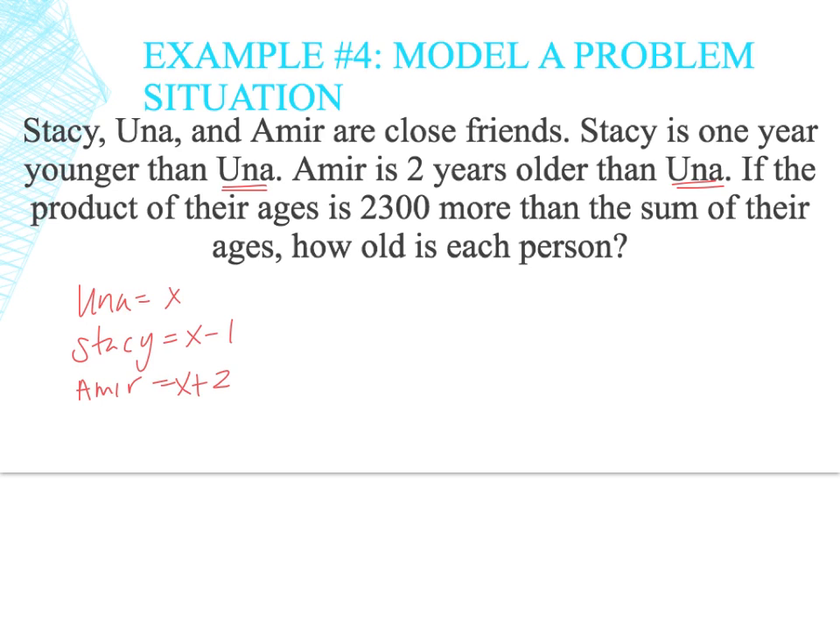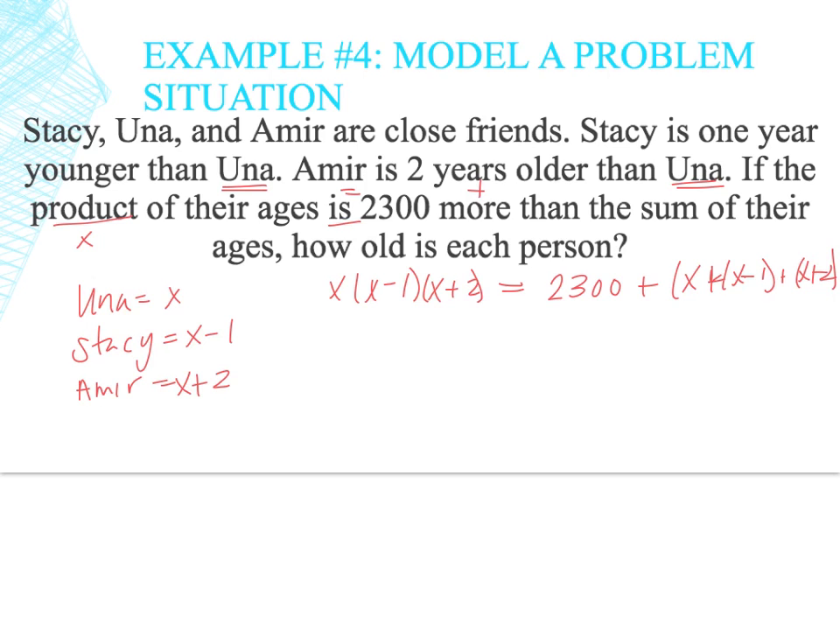All right, so then the question goes on to say if the product of their ages, so the product, that's x, x minus 1, x plus 2. If the product of their ages is, means equals, right? So product is multiplication, is means equals. 2,300 more, so 2,300 more means addition. Then the sum of their ages, so that's x plus x minus 1 plus x plus 2. Okay, how old is each person?